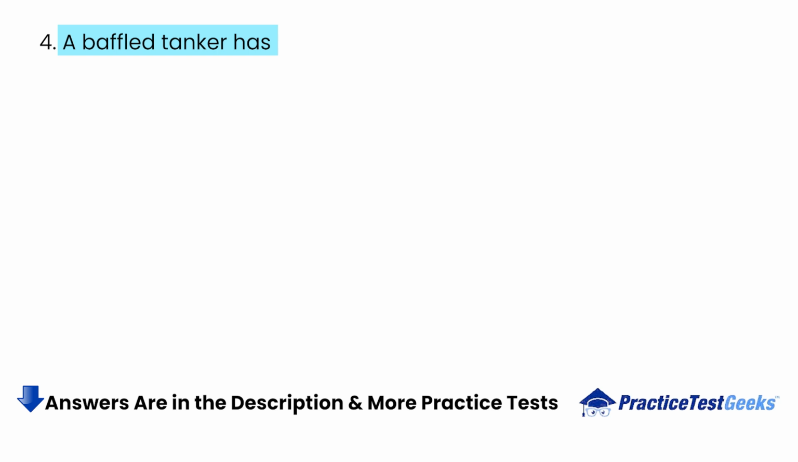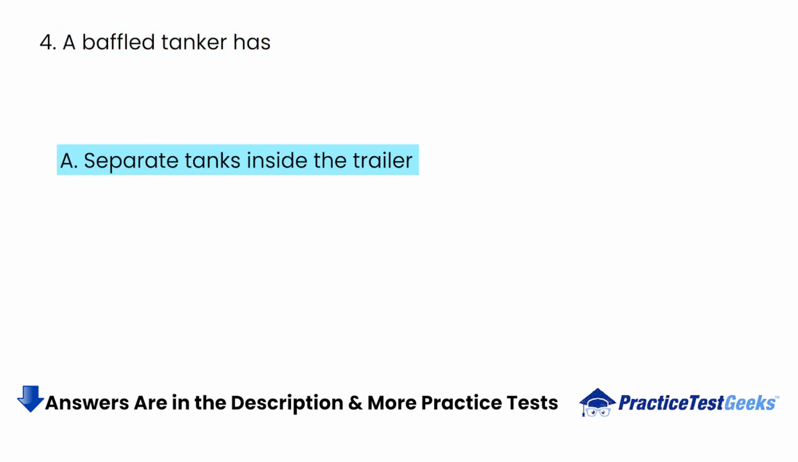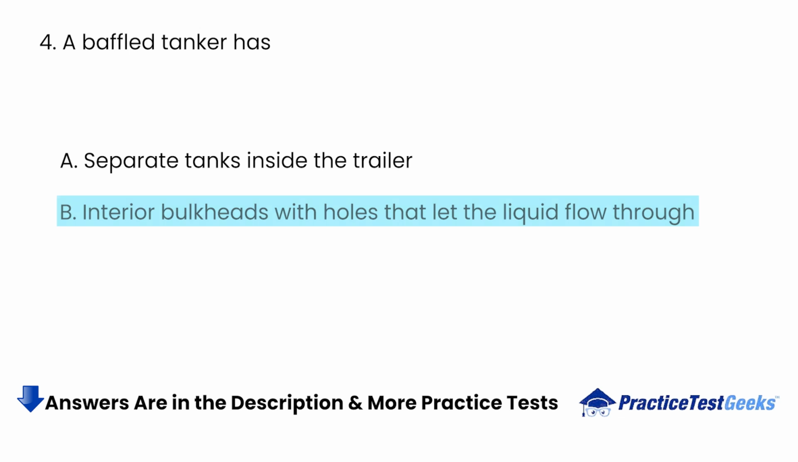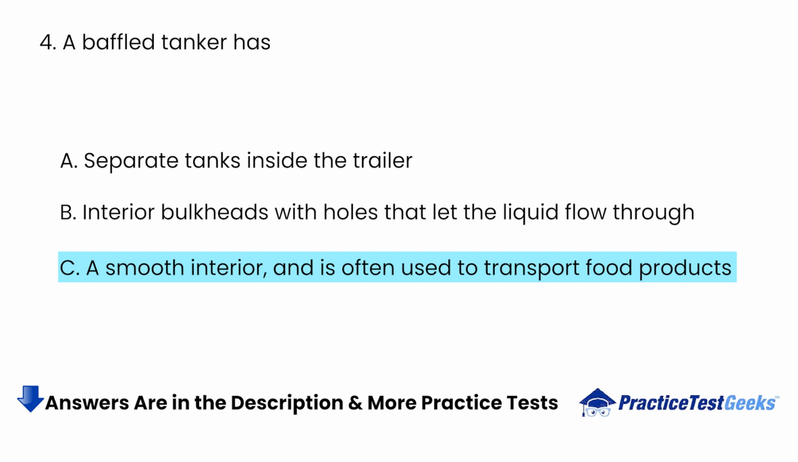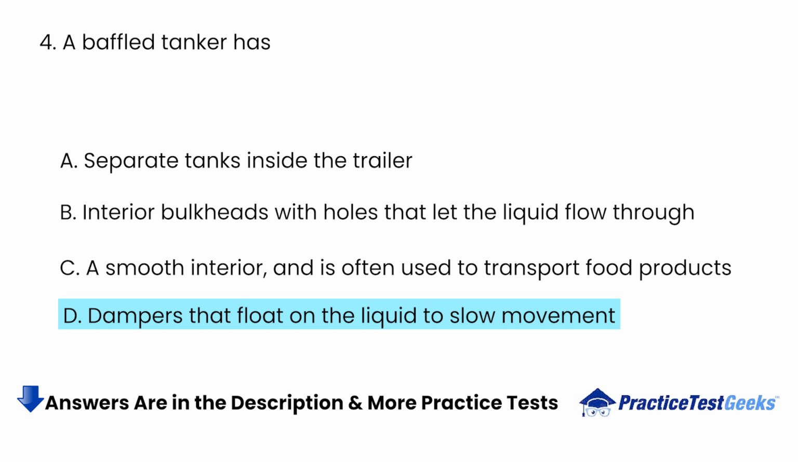A baffled tanker has A. Separate tanks inside the trailer. B. Interior bulkheads with holes that let the liquid flow through. C. A smooth interior and is often used to transport food products. D. Dampers that float on the liquid to slow movement.